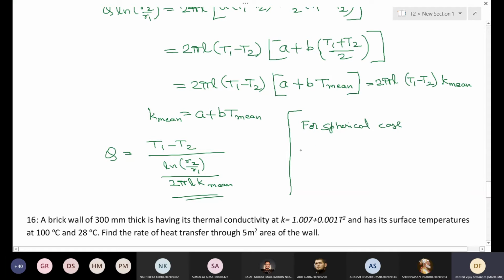It will come out to be Q equal to (T1 minus T2) divided by ((R2 minus R1) divided by 4 pi R1 R2 K mean). K mean is given by whichever formula you use. If you're using K equal to A plus B T, then it will be the same format.